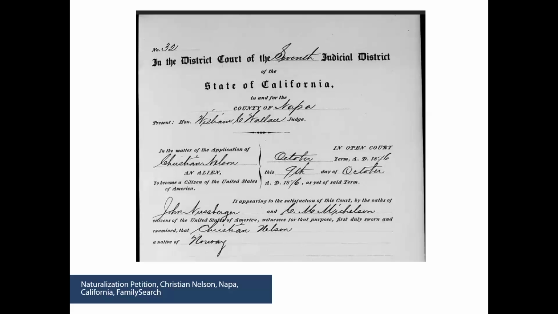Once I found the page, I found the record, Christian Nelson, who we saw had naturalized October 9th, 1876. It shows that he was an alien and that he was appearing to the satisfaction of the court. And it even notes who had actually given affidavits on his behalf. Now, immigrants needed to find citizens, even those that might have naturalized, to serve affidavits for them on why they are of good character to become citizens of the United States.